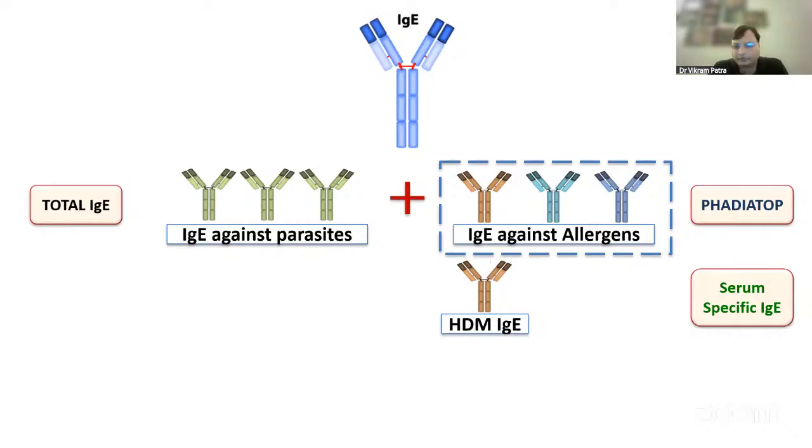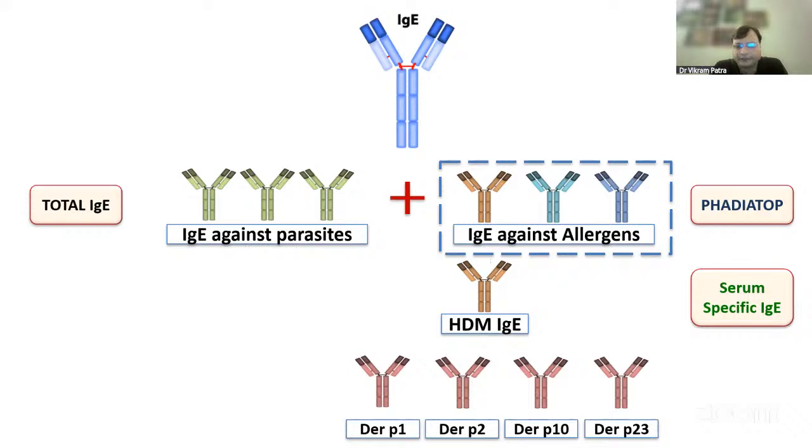But in HDM also, we have different components like Der p 1, Der p 2, Der p 10, Der p 23. Each component will have a separate IgE. So when we are talking about HDM IgE, it is made up of various components. To name only, I have mentioned 4. There are more than 29 or 30 house dust mite allergens which have been found to date, and these are detected with the help of component resolved diagnosis.